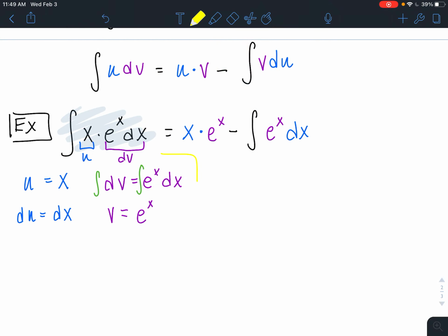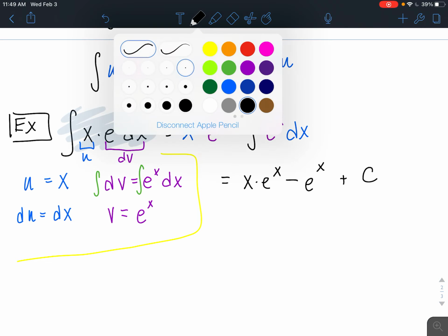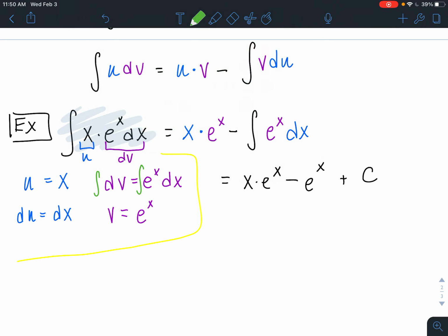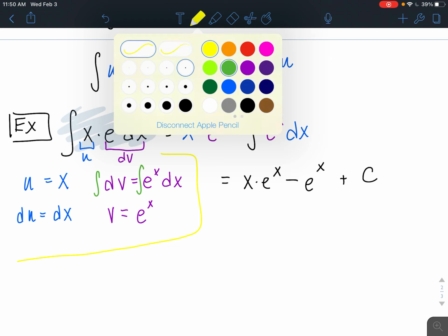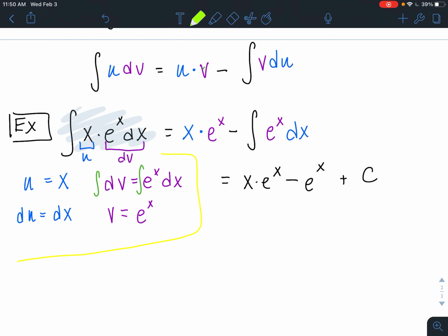Move that over, draw myself a little line here to separate the work. Okay, so then the next line would be x times e to the x minus, well, the integral of e to the x is just e to the x, and then I'd put my plus c on because it's an indefinite integral. Okay, so then we are going to have that as our final answer.